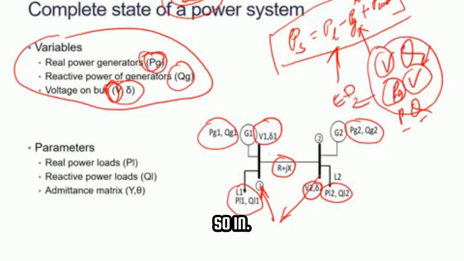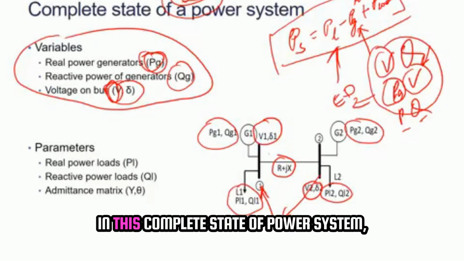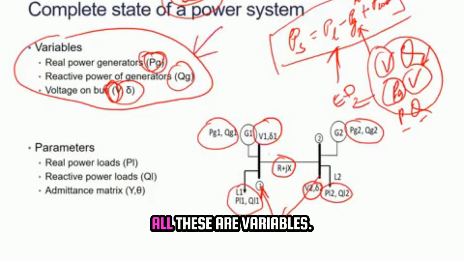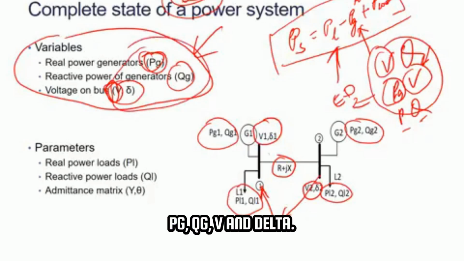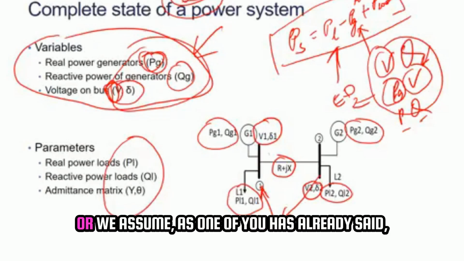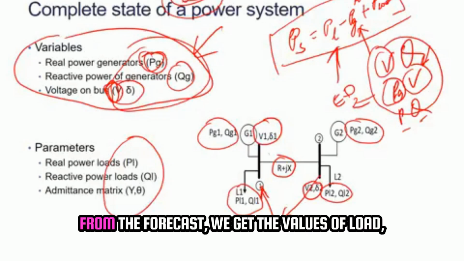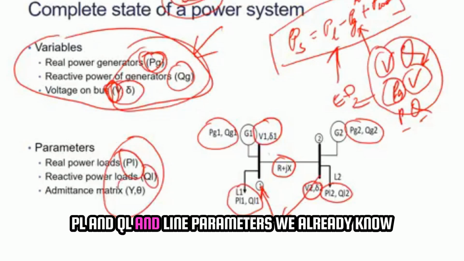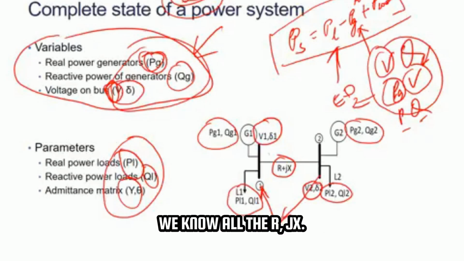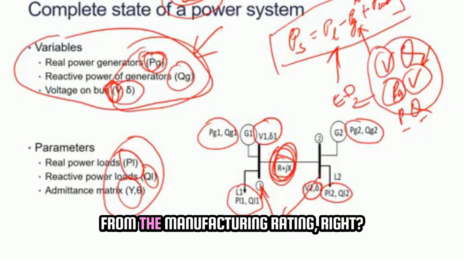So in this complete state of power system, in OPF, all these are variables: PG, QG, V and delta. And these are the input values. We assume that they are constant, or we assume, as one of you has already said, from the forecast we get the values of load PL and QL. And line parameters we already know from the design or manufacturer rating. We know all the R plus jX; these values are already known from the manufacturing rating. Right, now let us go ahead.